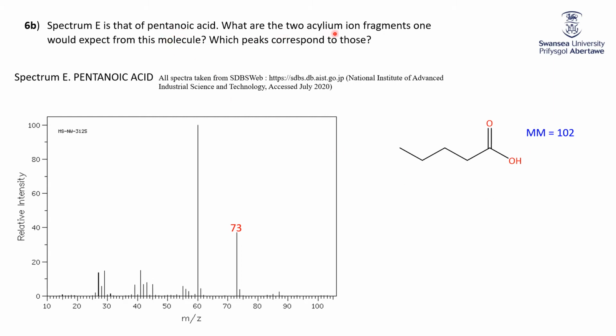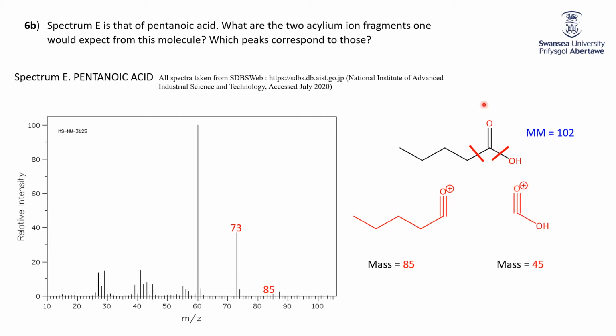Spectrum E, again pentanoic acid. What are the two acylium ion fragments one would expect for the molecule? Well, the acylium ion fragments are the ions that you would have left when you break the bonds to the oxygen carbon. So let's start with that one first, break that. And that would give us this, 1, 2, 3, 4, 5, all the carbons there, because we just lost that OH there, and triple bond to the O, that's what makes it the acylium ion, and this has, when you add it up, a mass of 85, as you'd expect, because you've lost OH, which weighs 17, 102 minus 17, 85. Now let's break this bond here.